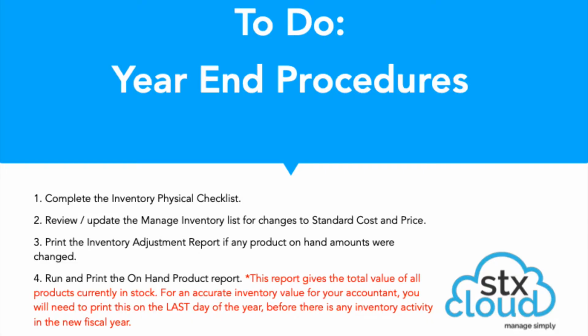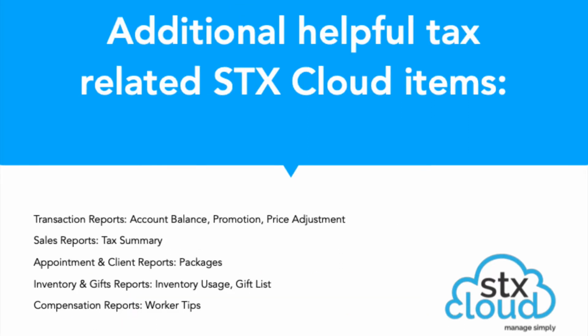These are the 4 areas that will need to be handled on the last business day of the year or prior to business the first day of the new year. There are some additional reports and areas that you can review prior to doing quarterly or annual taxes, such as the tax summary, gift list, packages, account balance, employee tips, inventory usage, promotion, and price adjustment areas of the system.